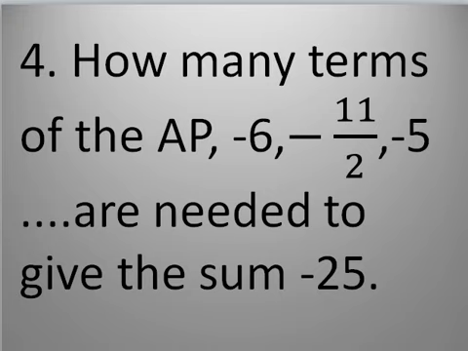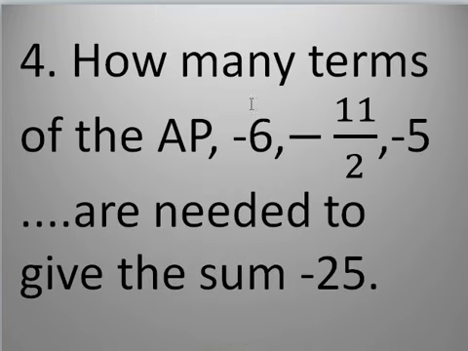Okay, time's up, and let's see how to solve this question. Now we know our arithmetic progression: minus 6, minus 11/2, and minus 5. Now let's observe the question here. We know that our first term is minus 6, right? And we know the common difference: third term minus the second term. Third term minus 5 minus of minus 11/2. 11/2 can be written as 5.5. So minus 5 plus 5.5 is nothing but 1/2, and similarly here.